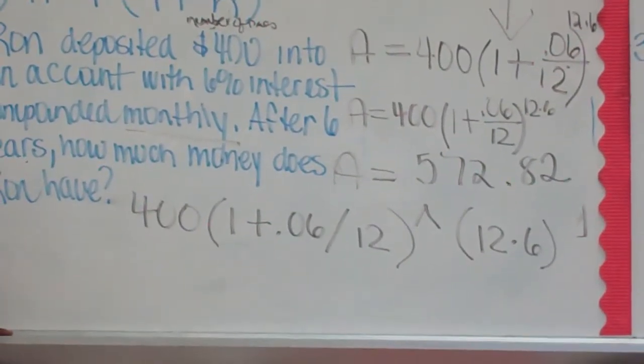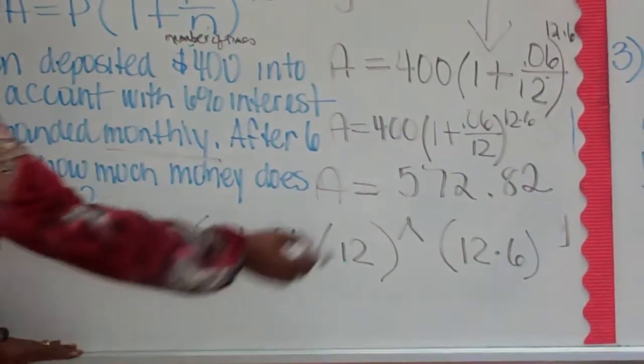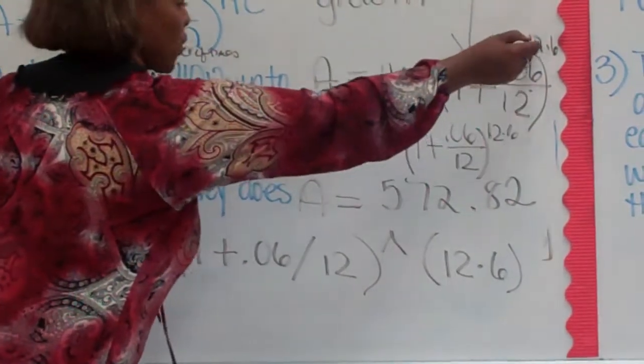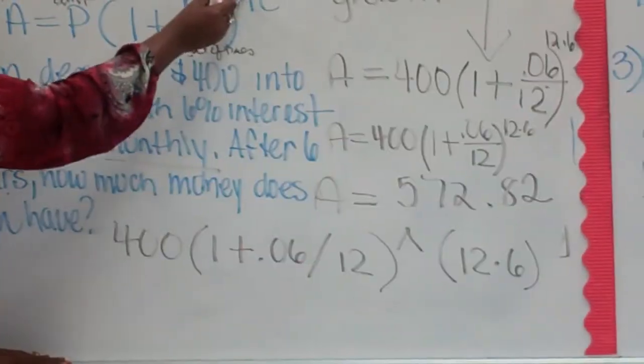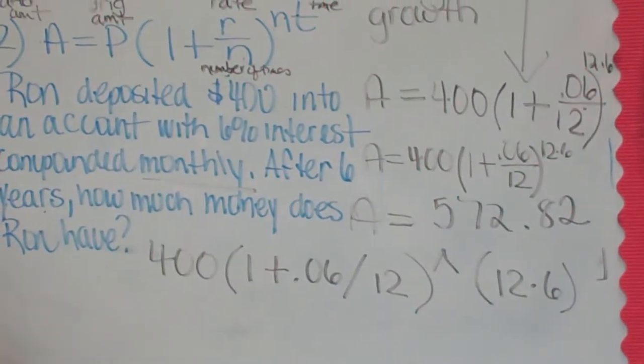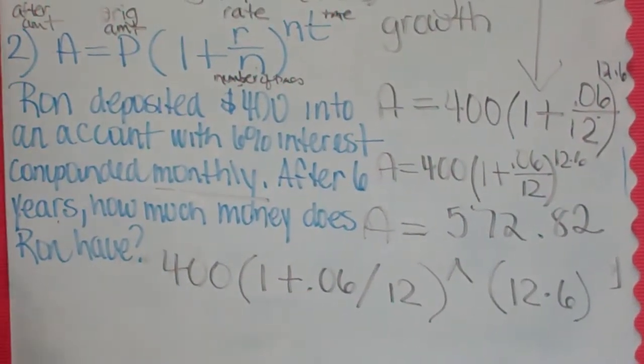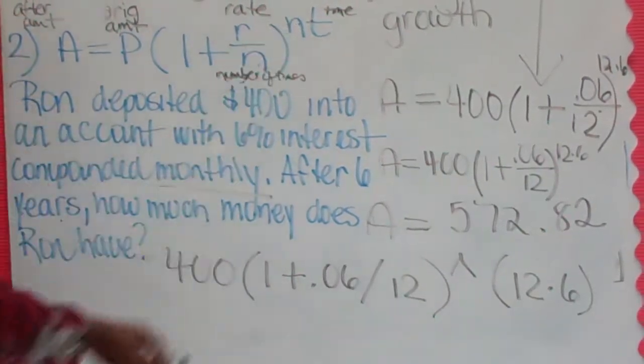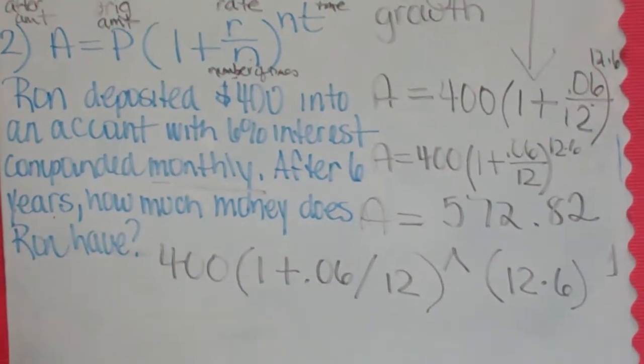Now remember that this doesn't have to be compounded monthly. It could be compounded quarterly. Quarterly would be a 4 here and a 4 there. Again, a 4 here, a 4 there. It could say semi-annually, which would be twice a year, 2 and 2. So watch that. See how many times it's compounded.